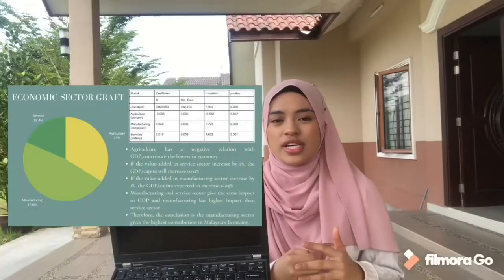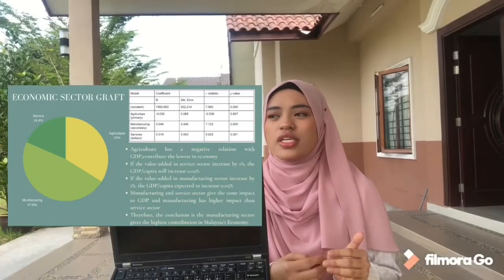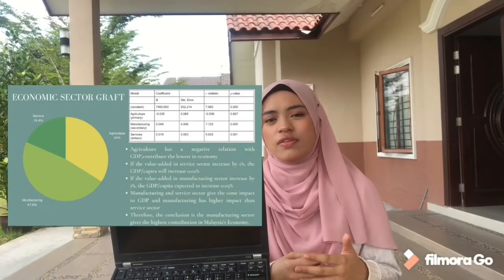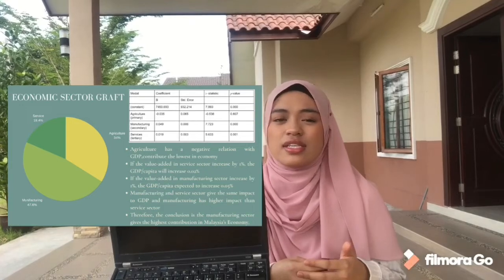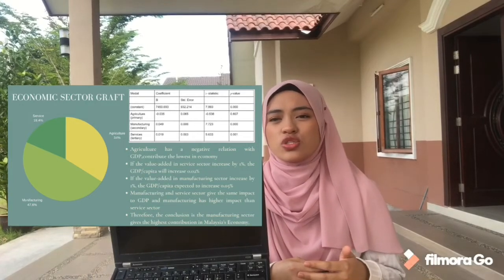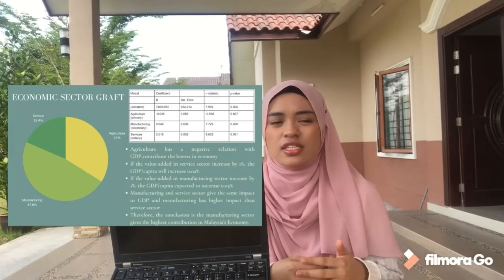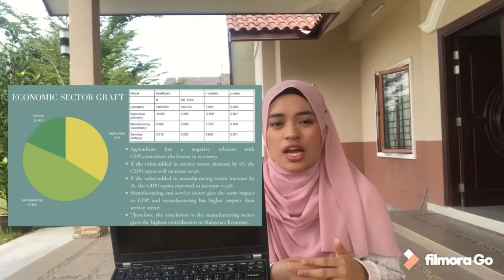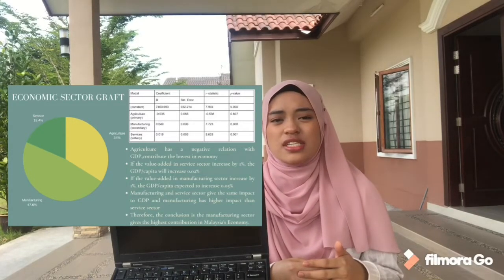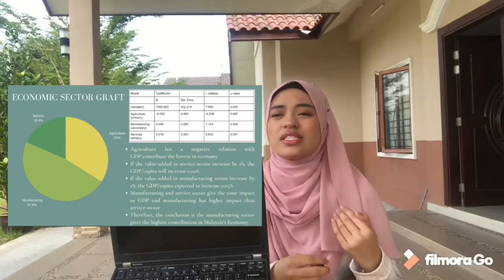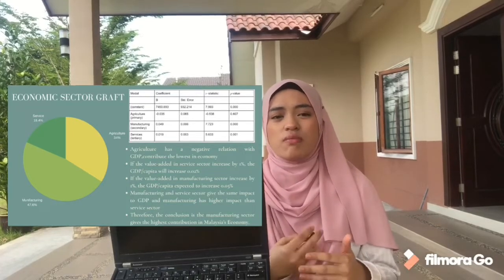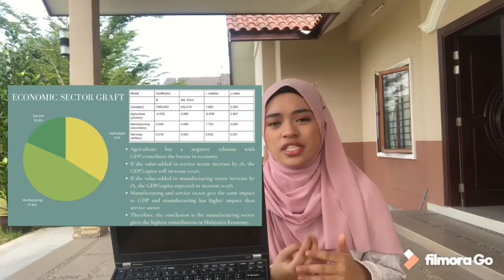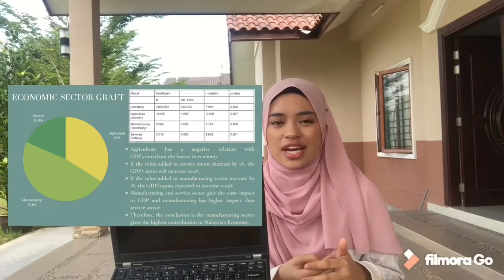Okay, for the next slide, it's about the economic sector graph, and you can see that there is a table which shows you the calculation for the contribution of each sector. And basically, the manufacturing industry, which is in the secondary sector, has given the most contribution to Malaysia's economy and national income.